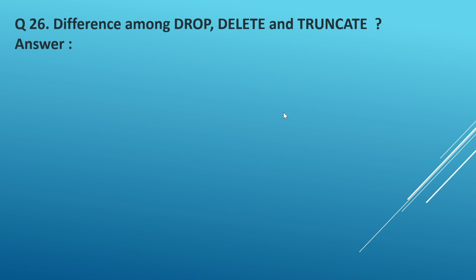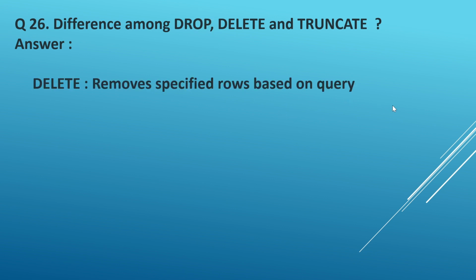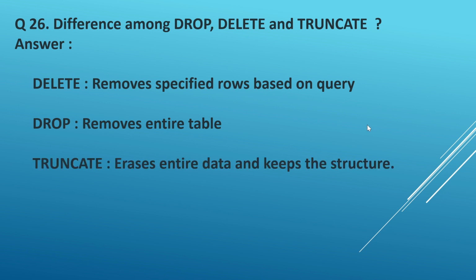Question 26. What is the main difference among drop, delete, and truncate? Delete will remove specific rows of data based on our query. Next one, drop. Drop removes the entire table, and the structure will also be removed from the database. Third one, truncate. Truncate erases the entire data and keeps the structure. In delete and truncate, the structure will be there, but in drop, the structure also will be dropped.